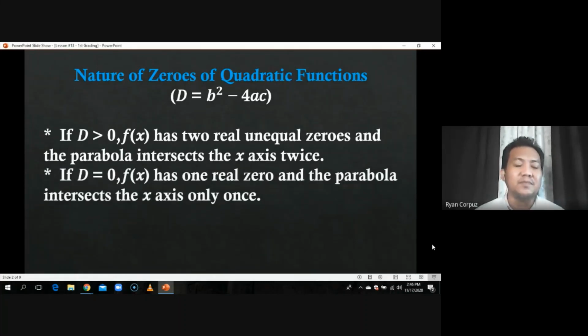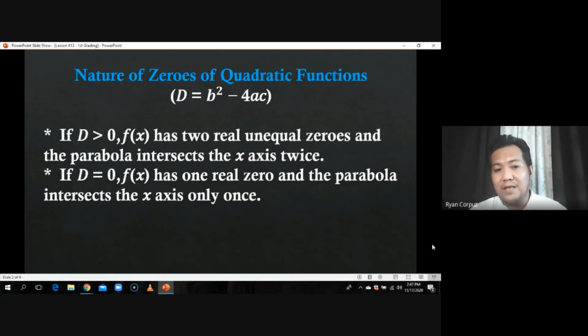Next, if your discriminant or D is equal to 0, then the function has one real zero, and the parabola intersects the x-axis only once. So it's not always that the quadratic function, when we graph it using a Cartesian plane, mag-intersect siya always twice on the x-axis. So it depends on the given equation.